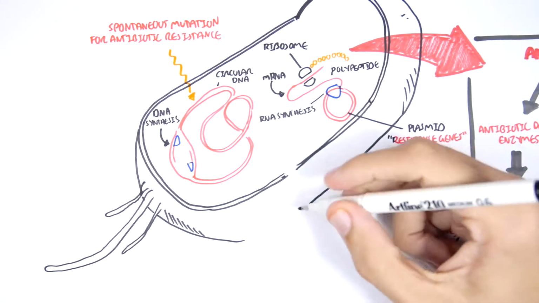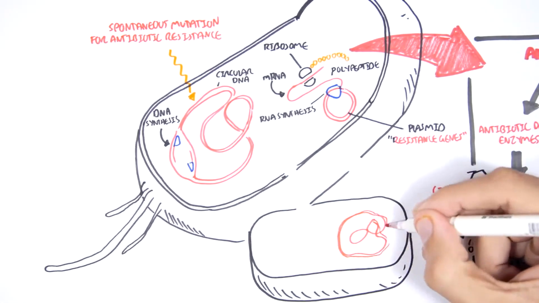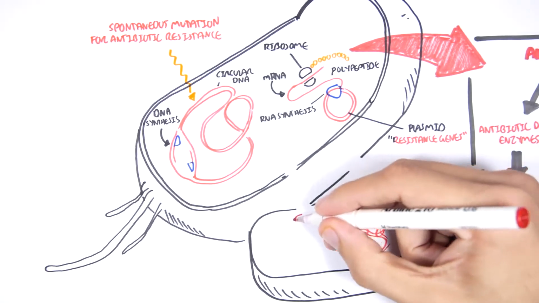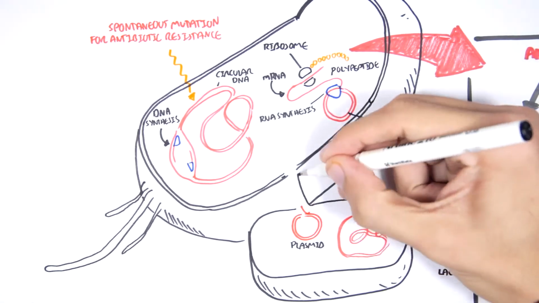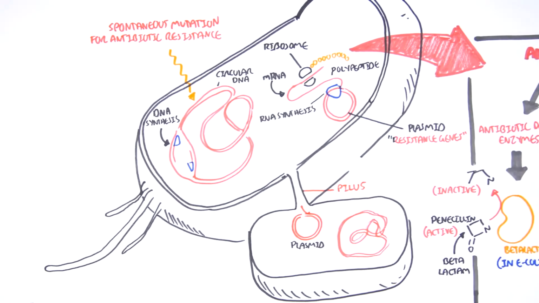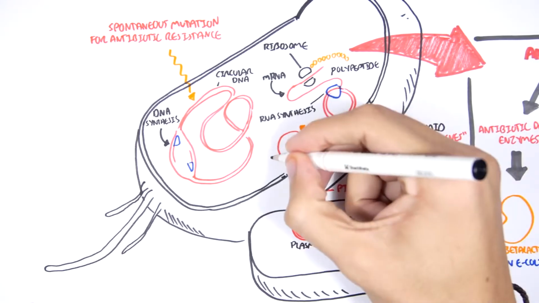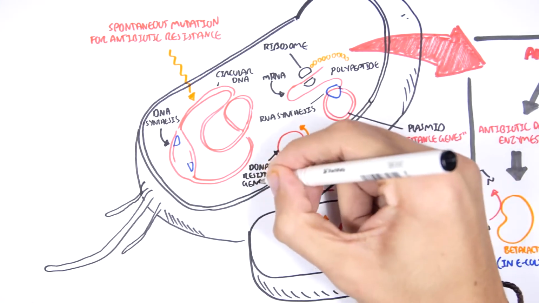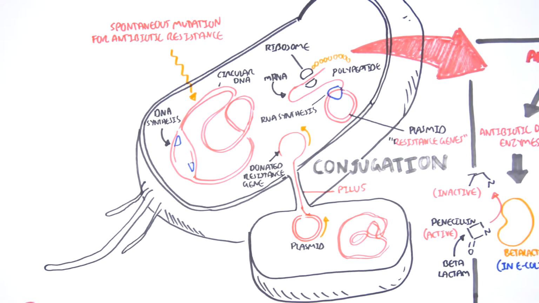Well, let's just say first we have a bacteria here with its circular DNA, and it actually has a plasmid that contains the resistant gene for a particular type of antibiotic. The bacteria can actually form what's called a pilus that will attach to the other bacteria. It's kind of like sex. And then the plasmid containing the resistant gene can be replicated and then passed on to the other bacteria. This process of horizontal gene transfer is called conjugation.